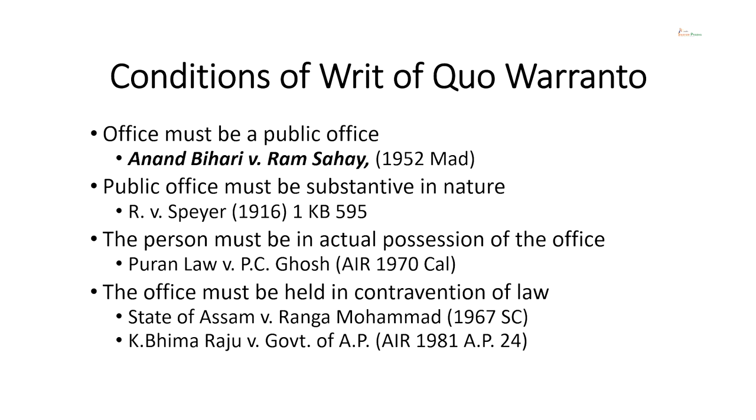This important condition of the writ of quo warranto was pointed out by the Calcutta High Court in the case of Puranlal versus P.C. Ghosh. The fourth condition is that the office must be held in contravention of law. Under this ground, it is important to know that the writ of quo warranto does not lie for mere procedural irregularities. The writ lies only when the person is appointed in contravention of law. Mere irregularities are not a condition for the issue of the writ of quo warranto.